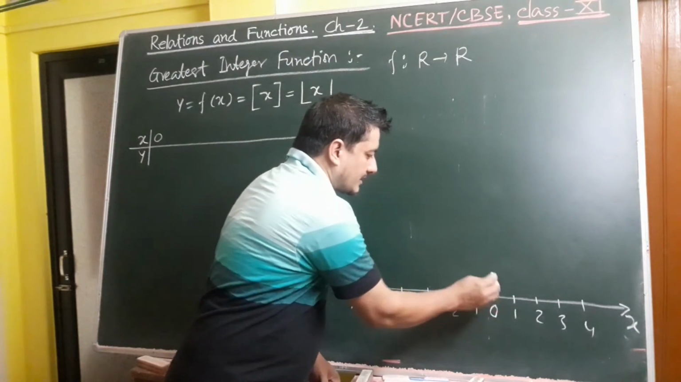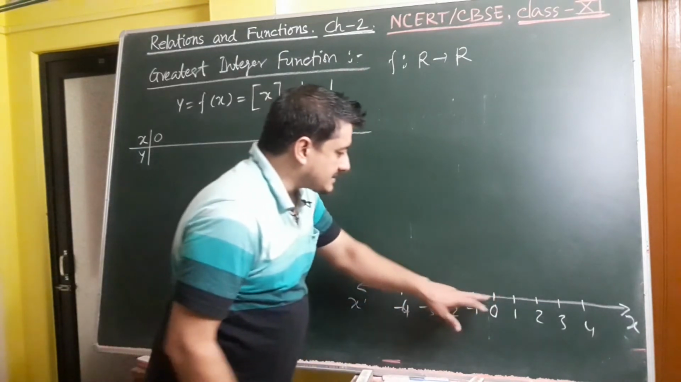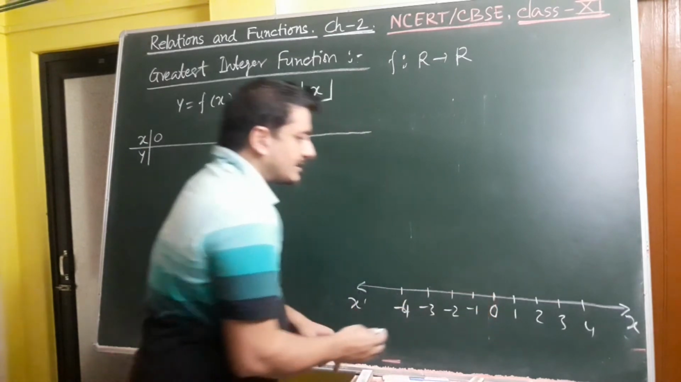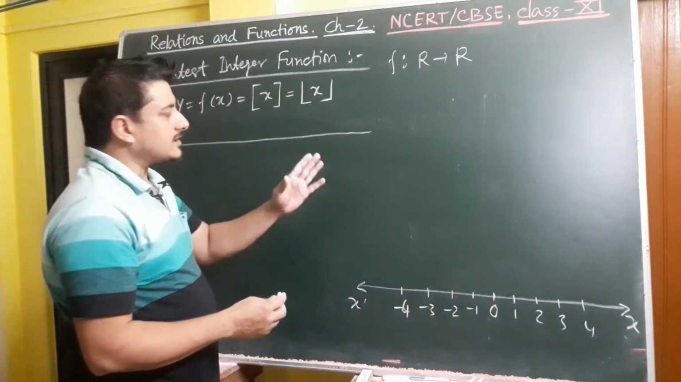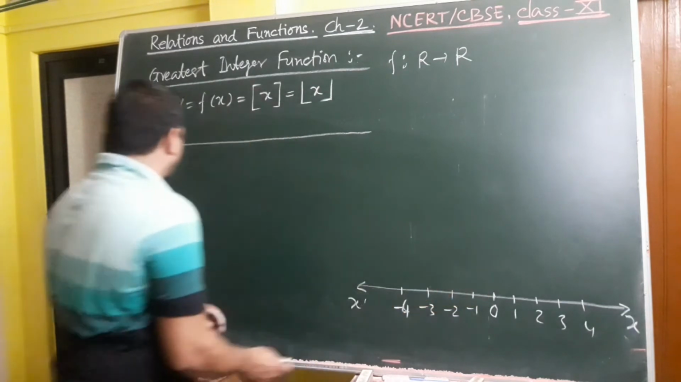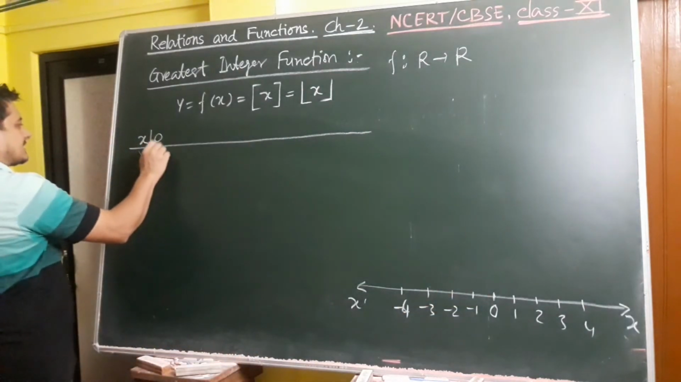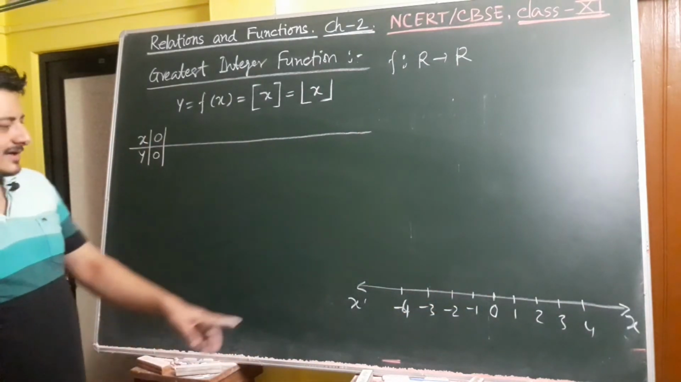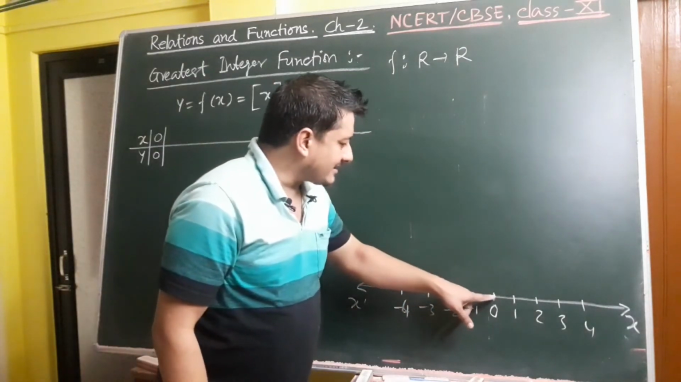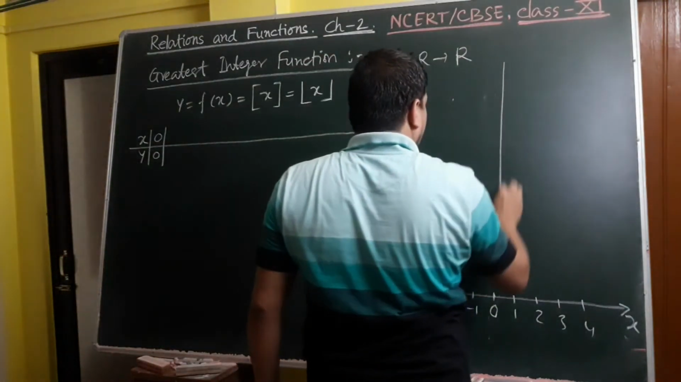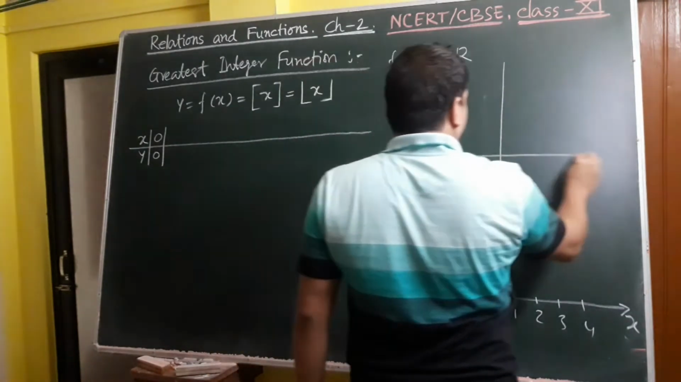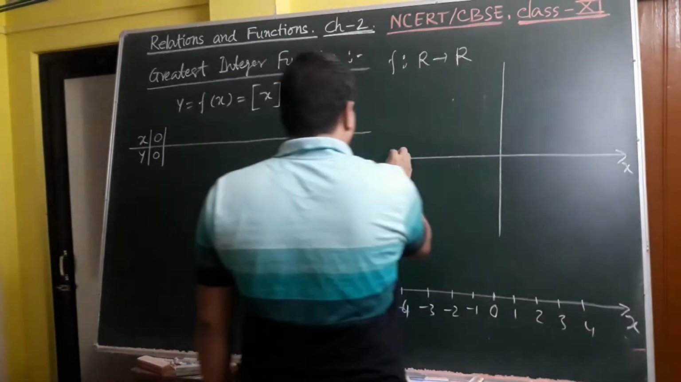So smaller than or equal to: if you take 0, then smaller than or equal to is there. So the output will be actually 0. You can check it. If I increase it slightly, here I will draw the graph.